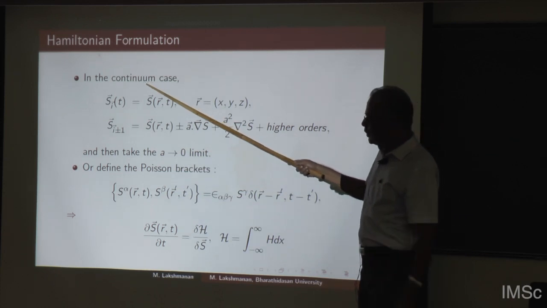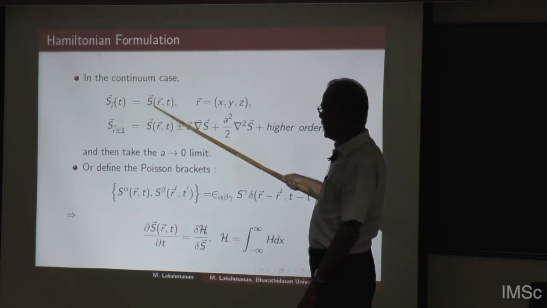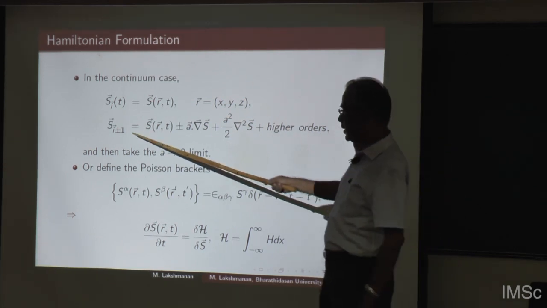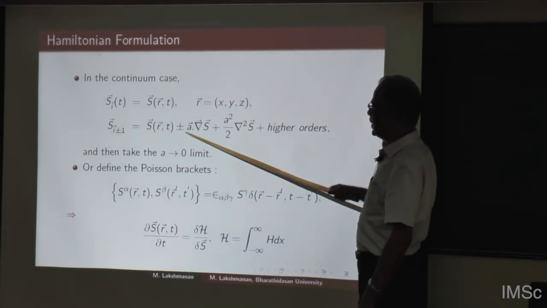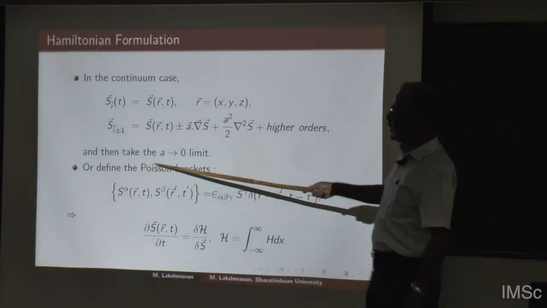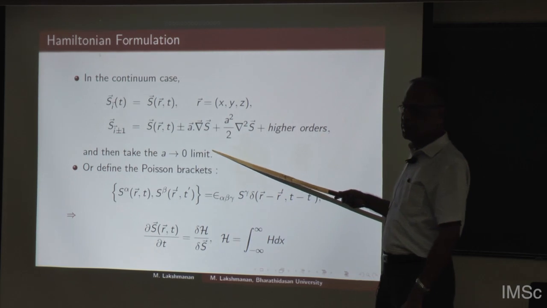So, if you want to go to the continuum case, I write S as S of r, t, where r has 3 spatial coordinates. Then the nearest neighbors are S of r, t plus a dot del S plus a squared by 2 del squared S, and then take the a tending to 0 limit in the equation of motion.